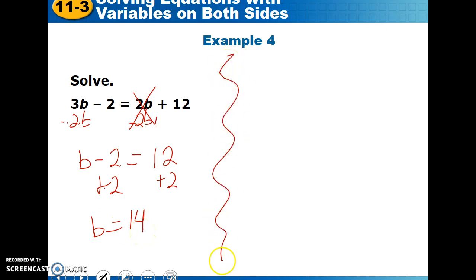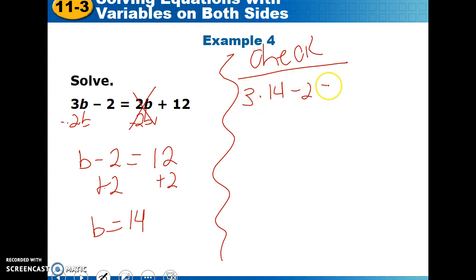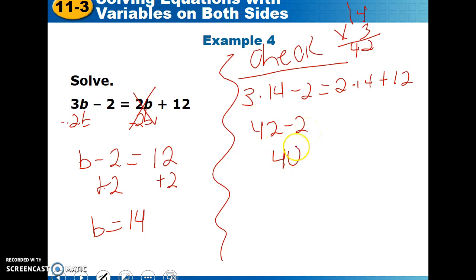If we wanted to, we could even check the problem. We could plug in our answer 14 for b. So 3 times 14 minus 2 equals 2 times 14 plus 12. Well, 3 times 14: 3 times 4 is 12, 3 times 10 is 30, so 42. So 42 minus 2, that's 40. And then on this side, 2 times 14 is 28 plus 12, that's 40. Both sides are equivalent. Our answer is right.